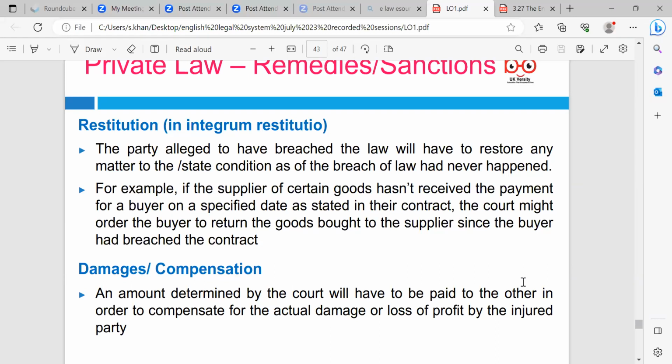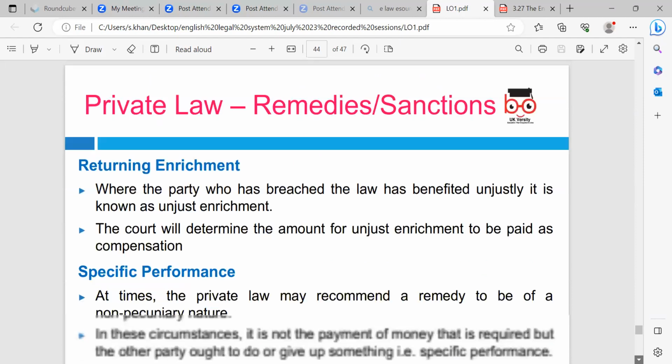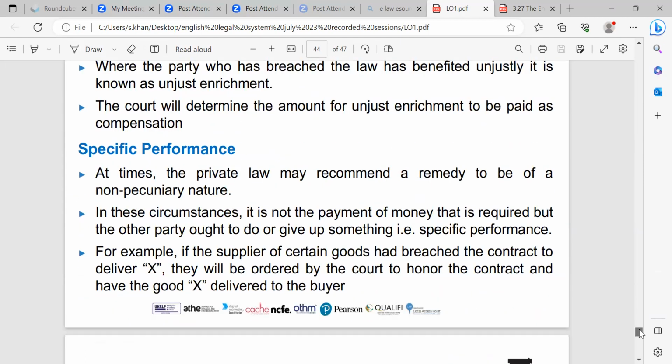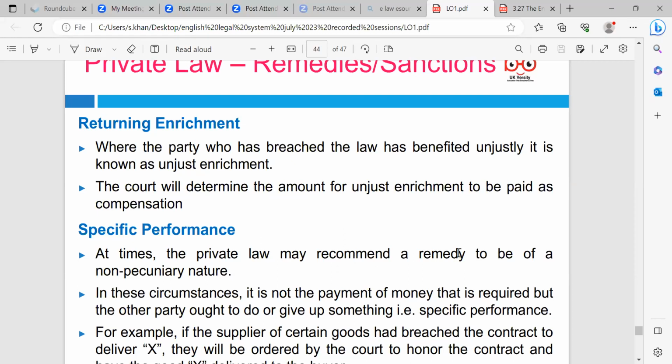Damages and compensation. An amount determined by the court will have to be paid to the other party in order to compensate for the actual damage or loss of profit suffered by the injured party. Returning enrichment: where the party who has breached the law has benefited unjustly, it is known as unjust enrichment. The court will determine the amount for unjust enrichment to be paid as compensation.